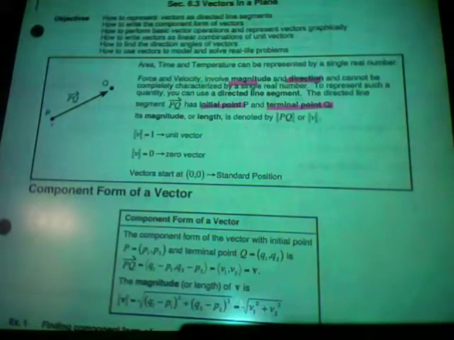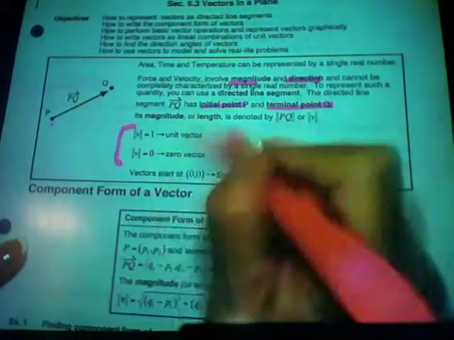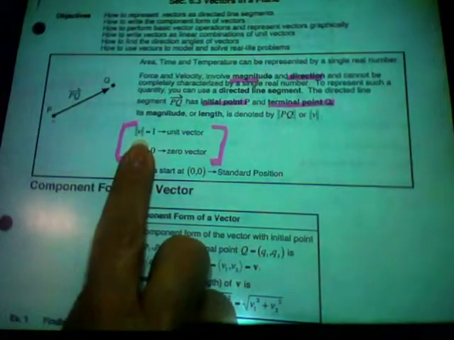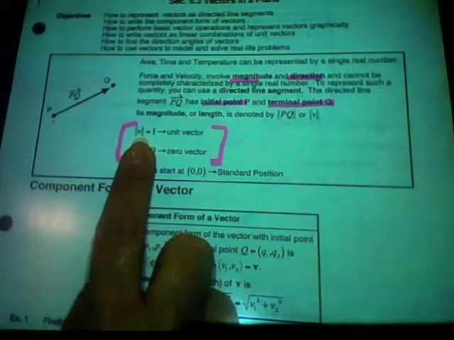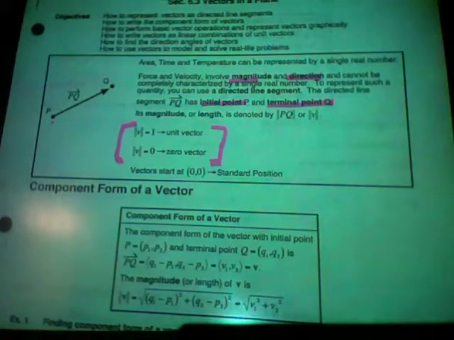But there's some notation that you need to be aware of. So right here, these double lines, which look like absolute value lines, means the magnitude. If the magnitude, which is the length of your vector, is 1, it's called a unit vector. Just like on a unit circle, isn't the length of our unit circle 1 for the radius that goes all the way around? Same thing here. If the magnitude or the length of your vector is 0, it's called a zero vector.